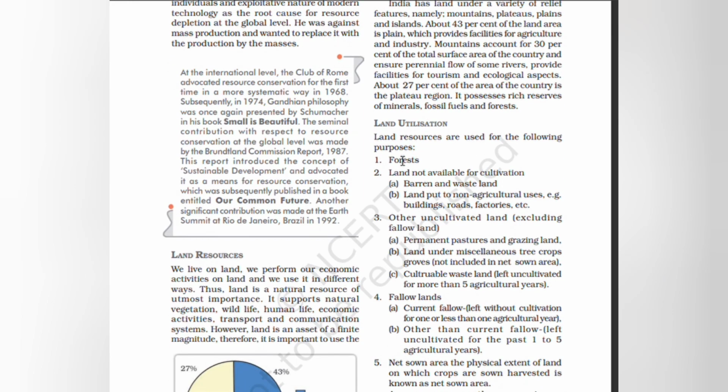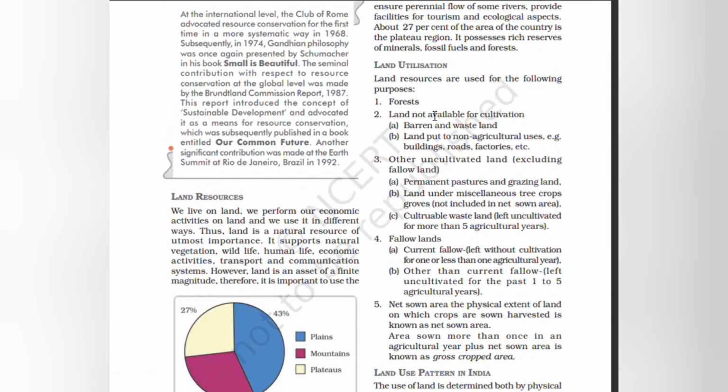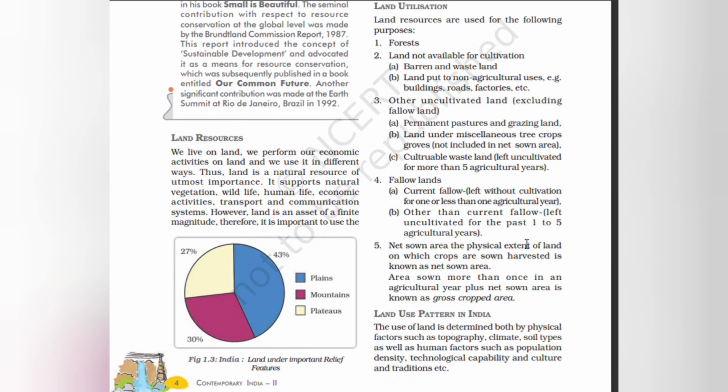Land utilization. Land resources are used for the following purposes. Forest. Land not available for cultivation: barren and wasteland, land put to non-agricultural uses, for example buildings, roads, factories, etc. Other uncultivated land excluding fallow land: permanent pastures and grazing land, land under miscellaneous tree crops and groves not included in net sown area, and culturable wasteland left uncultivated for more than 5 agricultural years. Fallow lands: current fallow, that is left without cultivation for one or less than one agricultural year, and fallow other than current fallow, left uncultivated for the past 1 to 5 agricultural years.